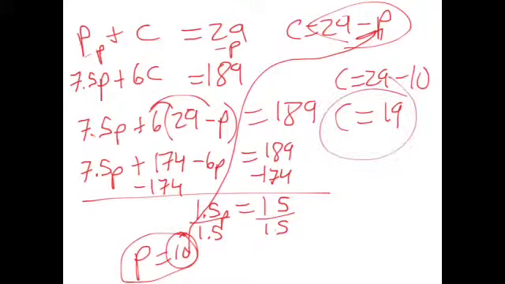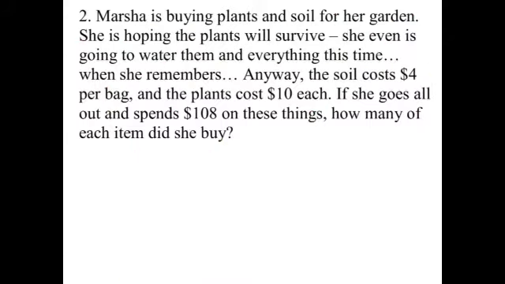C19, P10, we'll get 10 hours walking pets, 19 hours washing cars. So there's that one. Let's move on to 2.